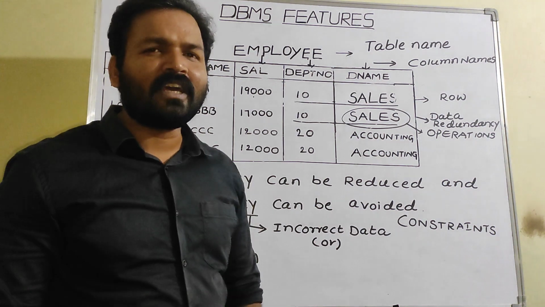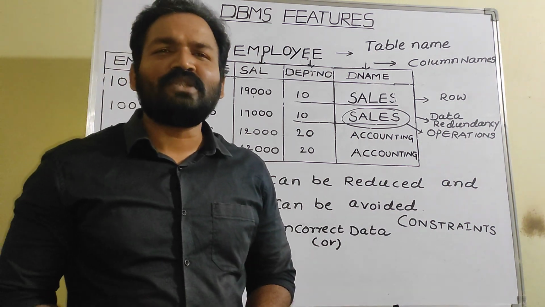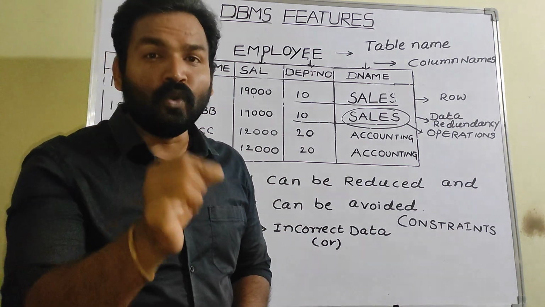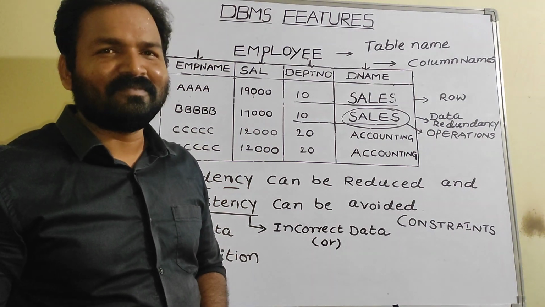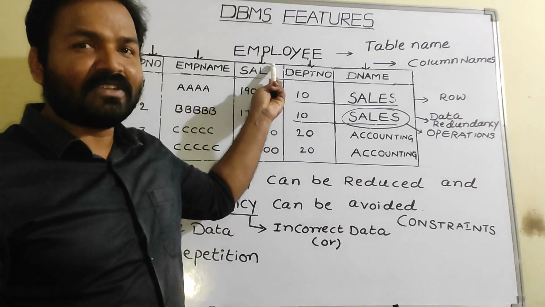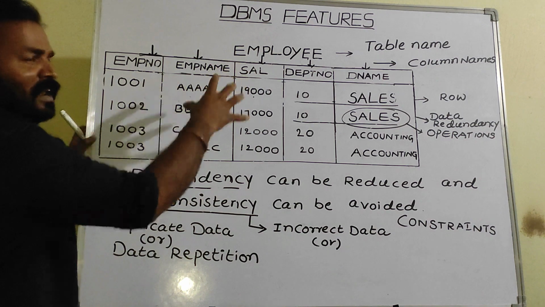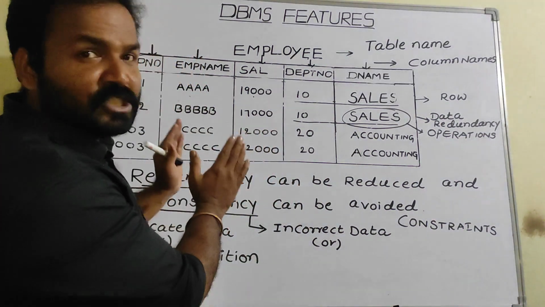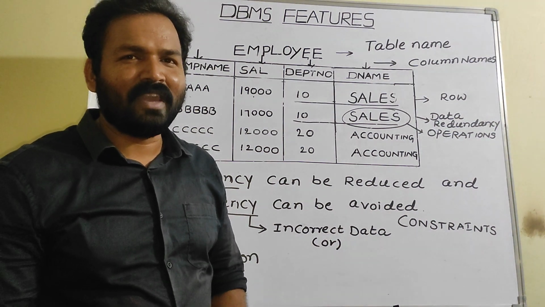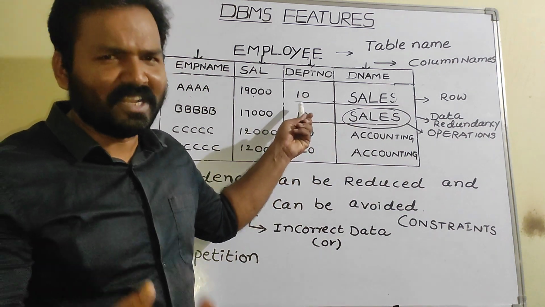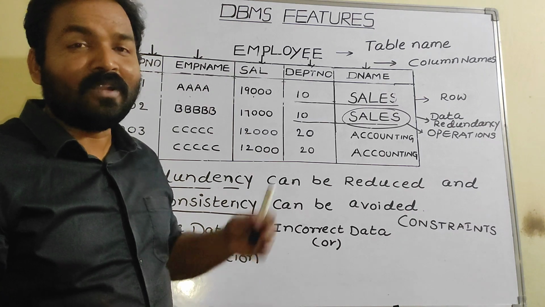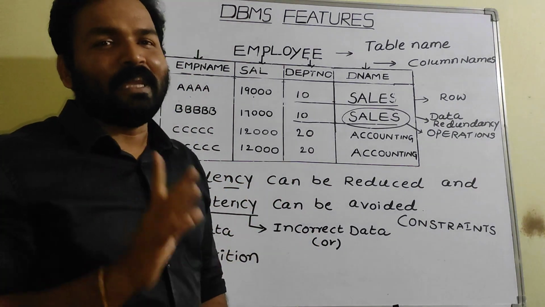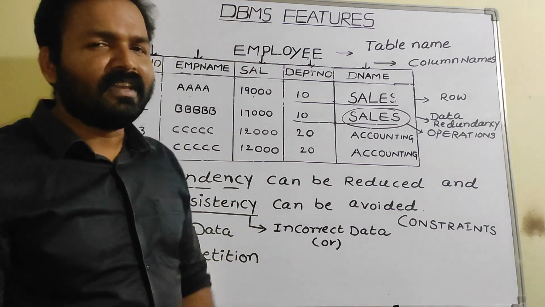Here, what are constraints? Constraints are used to give conditions or validations or rules on the table, so that valid or meaningful data can be stored in the tables.